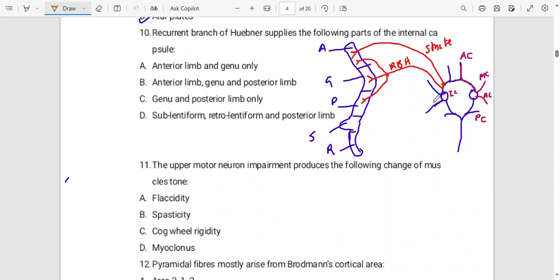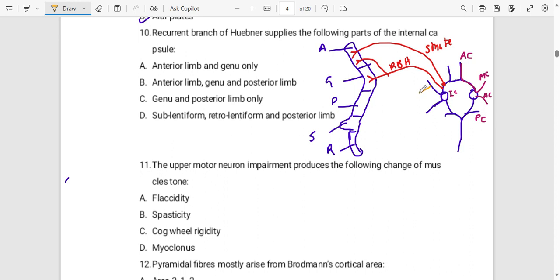So coming from, remember this is the middle cerebral. Coming from the middle cerebral, we are going to have also another striate branch, but that one we call the striate branch of the middle cerebral. Please pardon me for this one. Let me correct this error. Okay. For the recurrent branch of Heubner, it doesn't supply the posterior limb.